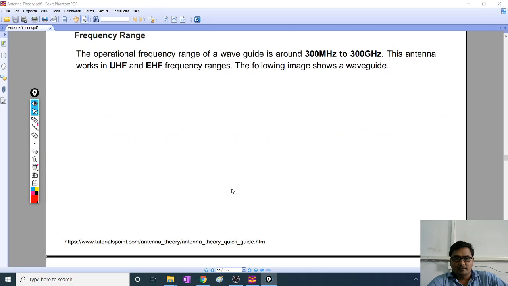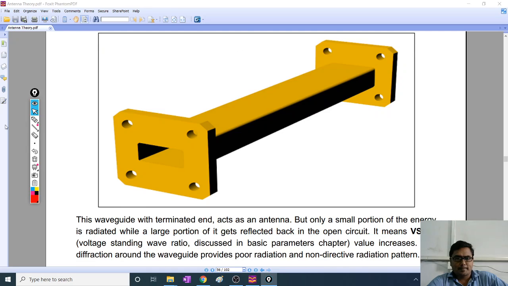Now, look at the picture of a waveguide antenna. This picture shows one end, and somewhere here at this point there is another end. The wave is fed at this point, it travels through this waveguide, and somewhere from here it will radiate. That's what actually happens.